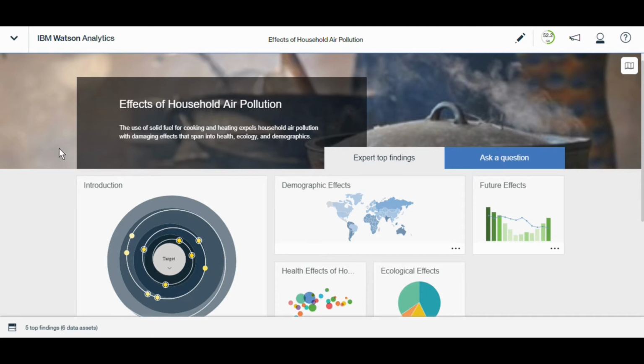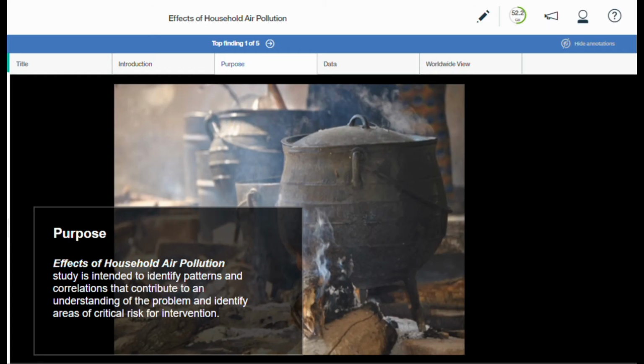The use of solid fuel for cooking and heating expels household air pollution with damaging effects that span into health, ecology, and demographics. The household air pollution study is organized into 5 dashboards that demonstrate discoveries including demographics, health, ecological, and future effects. Effects of household air pollution study is intended to identify patterns and correlations that contribute to an understanding of the problem and identify areas of critical risk for intervention.